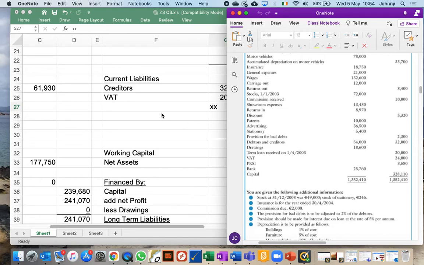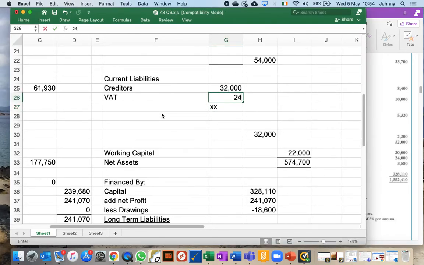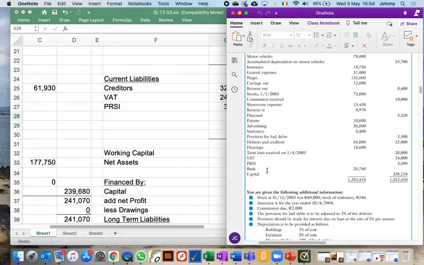PRSI. What type of account is PRSI? Okay, it's a liability. It's money we're collecting from our staff, which we owe on to the government. So it's going to be another liability. And so that's 3580. Next one then is bank.